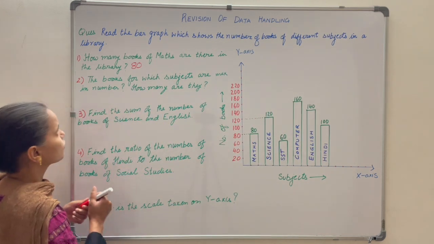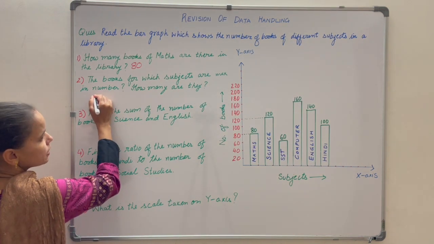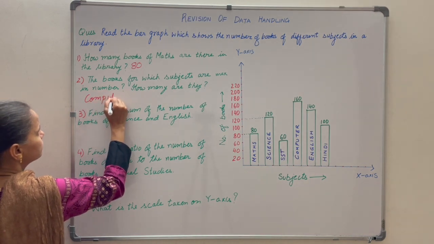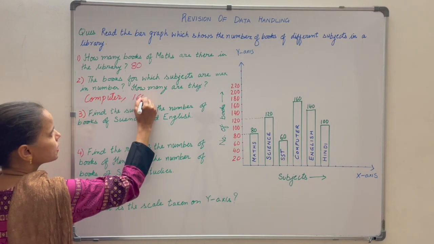So let us write down the books for which subject are maximum in number? It is computers. And how many are they? 160 books.